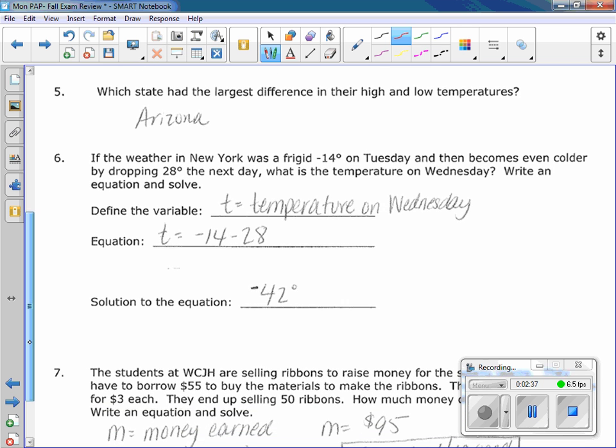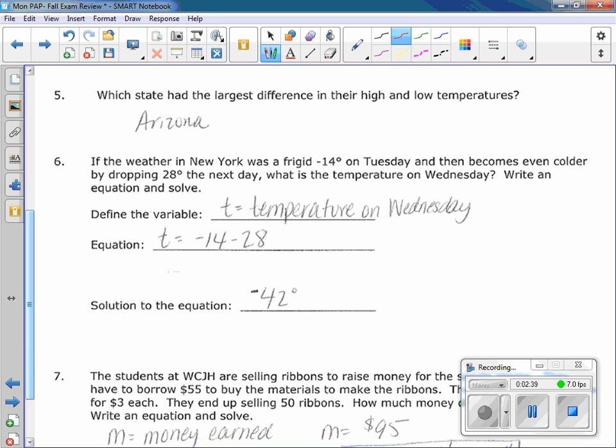And then there's 6. So temperature on Wednesday, and then we say the temperature is equal to negative 14 minus 28, which gives us negative 42. Any questions on that one?